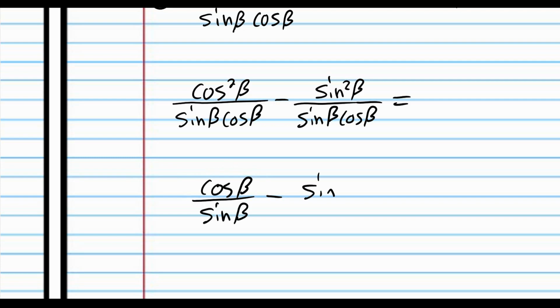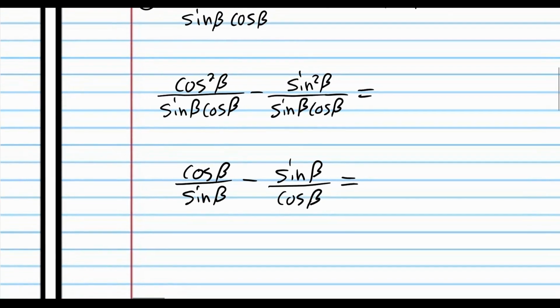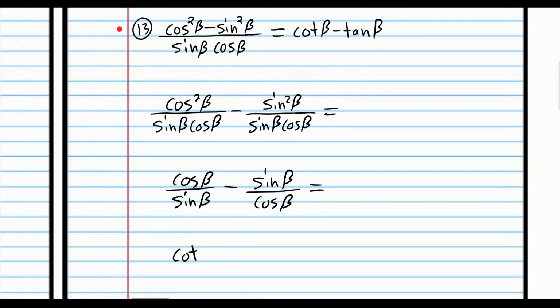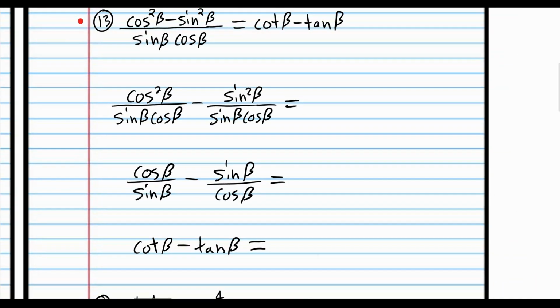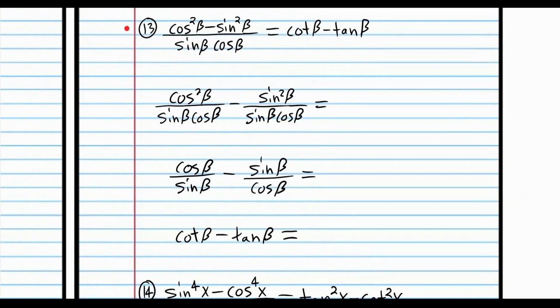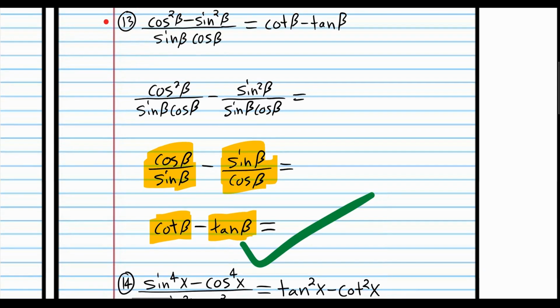And of course, we do the same thing with the other expression. And of course, we have cotangent beta minus tangent beta, and that's what we're trying to do. We used both ratio identities, and we proved that the equation is true.